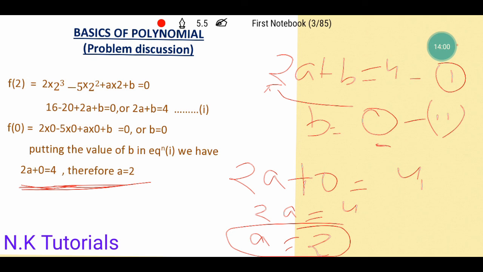So in this question we were told that if 2 and 0 are the zeros of the function, then both will be equal to 0. So we have equated and found the value of a and b. The value of a is 2 and value of b is 0. So this is how we have dealt the question.